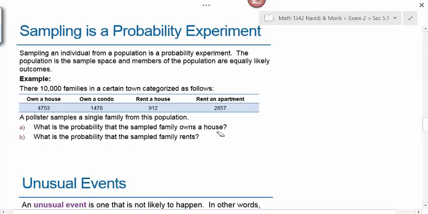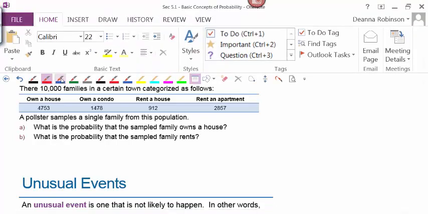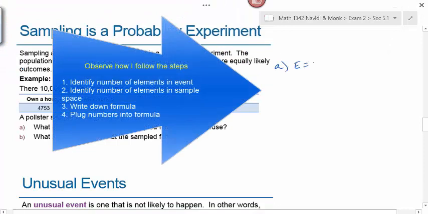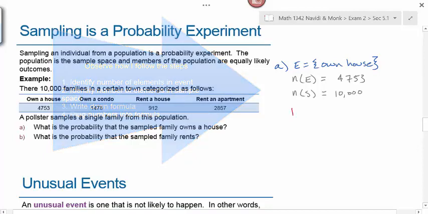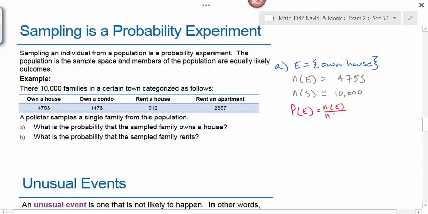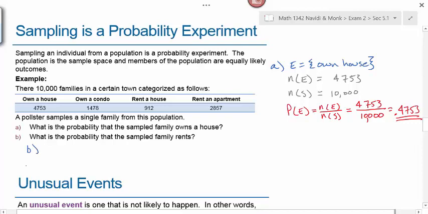Part A says what is the probability that the sampled family owns a house? So on Part A, my event would be that they own a house. How many people own a house? 4,753. How many people are in my sample space? The 10,000 people in the town. So the probability of my event is going to be equal to the number of elements in my event divided by the number of elements in my sample space, and I get 4,753 over 10,000. And odds are they would not want to see this fraction. They wanted to see this written out as a decimal, 0.4753.